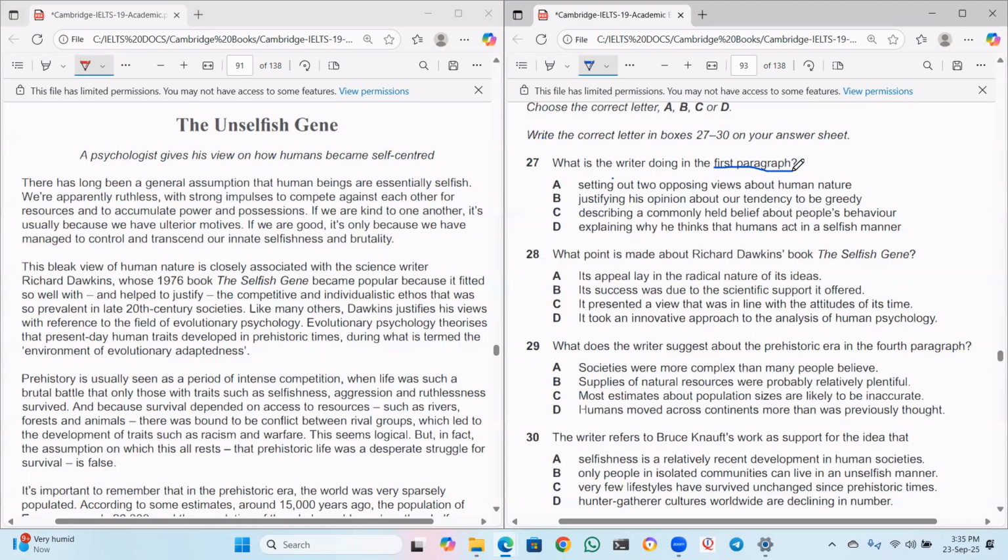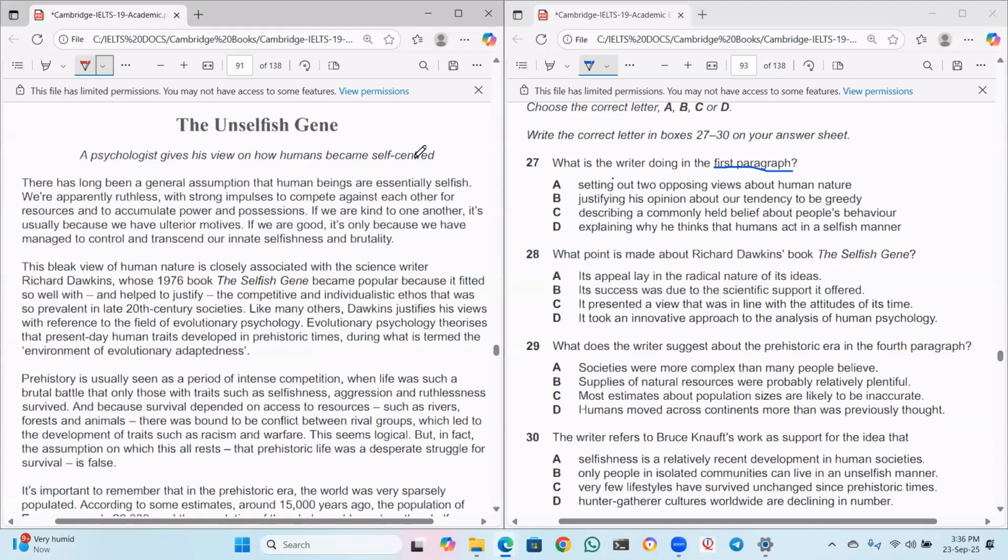One more strategy is, guys, don't read the options beforehand. Just read the question, go to the paragraph, read the whole paragraph, and then you come to the options. If you read the options beforehand, then you will get confused when you are reading the paragraph. So don't do that. My strategy is: read the question, go to the paragraph, and then come to the options. Then you will find the answer very easily.